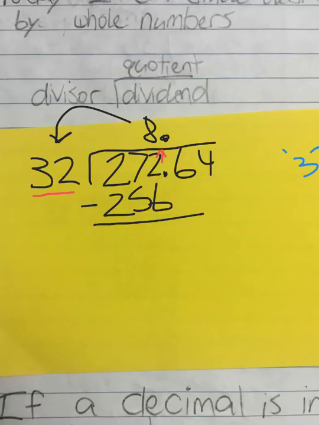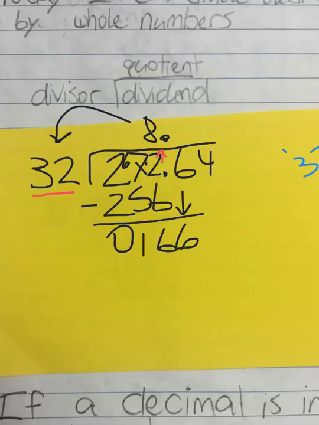2 minus 6, I can't do that, so I have to borrow, and that becomes a 6. This becomes 12, so 12 minus 6 is 6. 6 minus 5 is 1. And 2 minus 2 is 0. Now, 32 can't go into 16, so that's when we start bringing down our numbers here. So now we have 166.